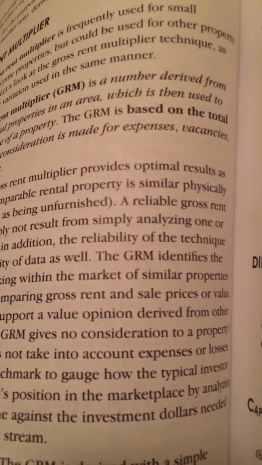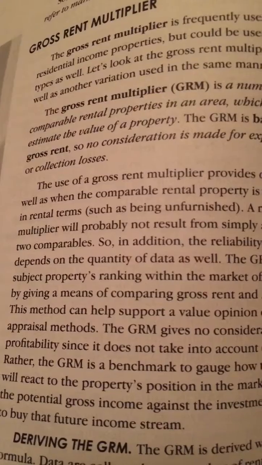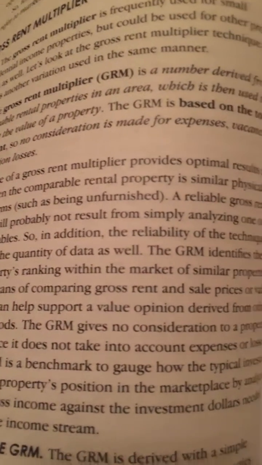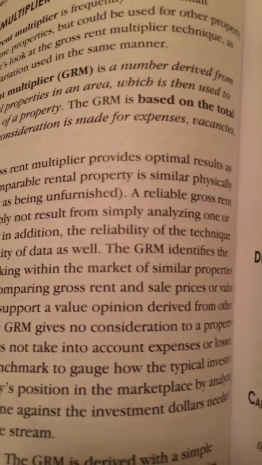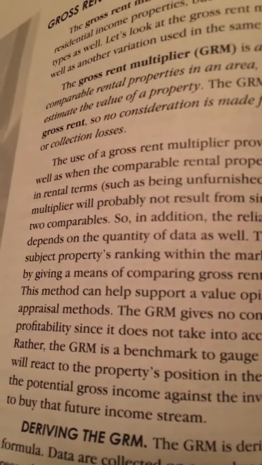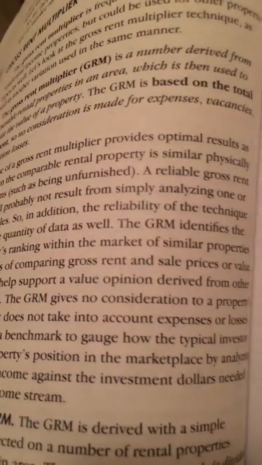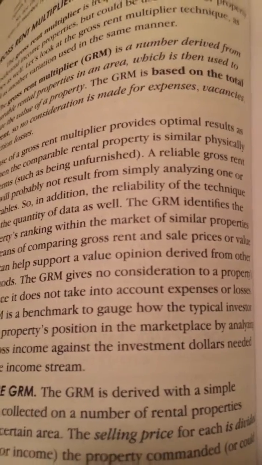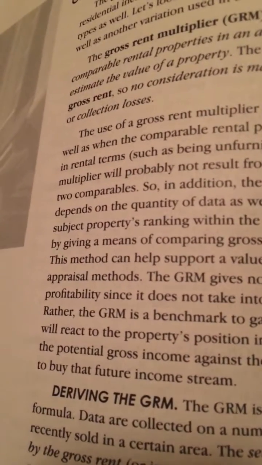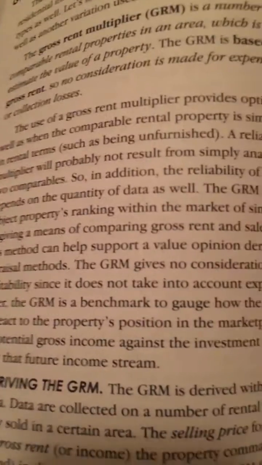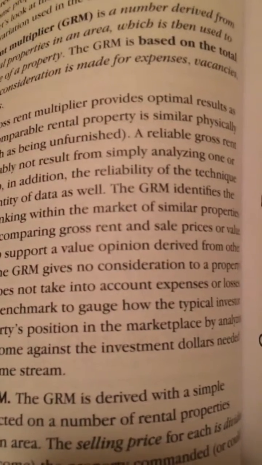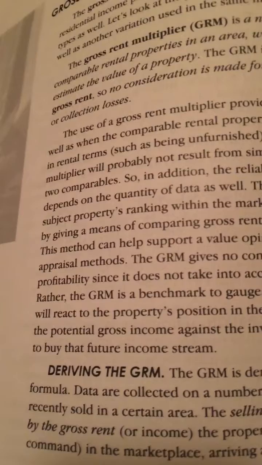The gross rent multiplier identifies the subject property's ranking within the market of similar properties by giving a means of comparing gross rent and sale prices or value. This method can help support a value opinion derived from other appraisal methods.